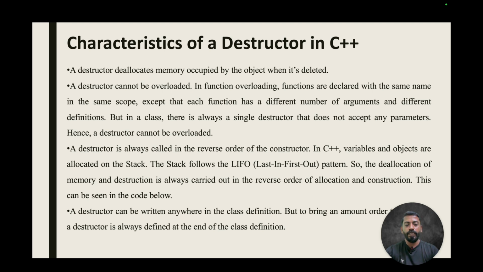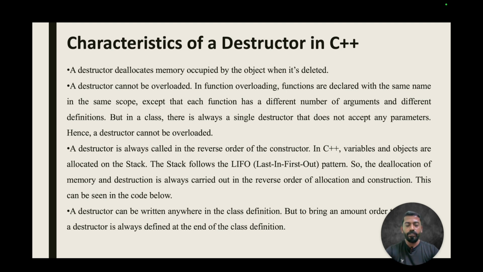So the objects are created and stored in the stack from bottom to top. But the destructor will always destroy in the reverse order of the object creation. So it will remove the top object first, which means the object at index location 2 will be deleted first, then the next one, and finally the first object that we created will also be deleted. So finally the stack becomes empty and the program will be terminated.